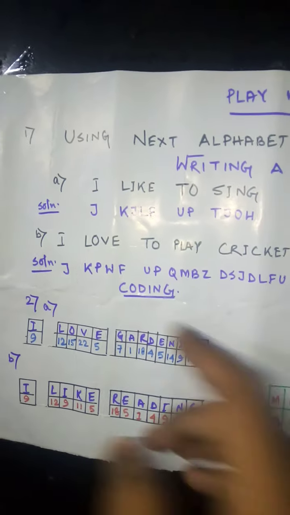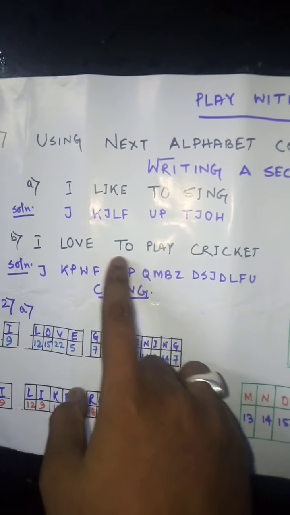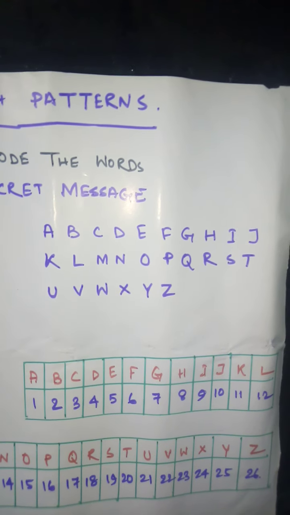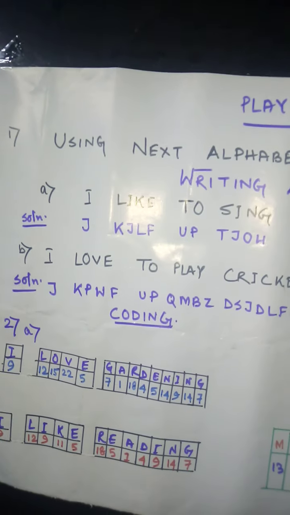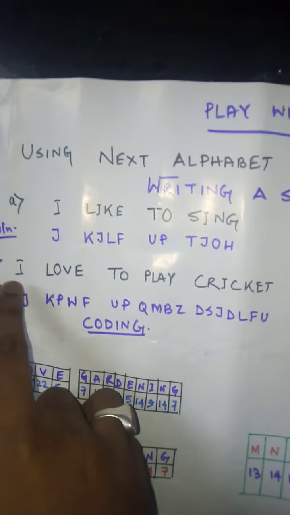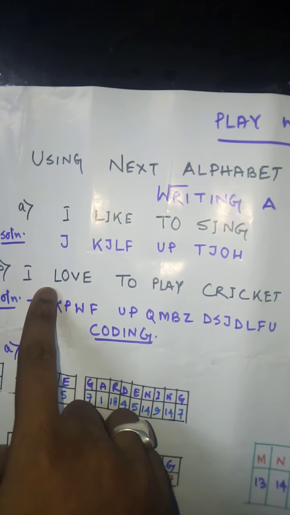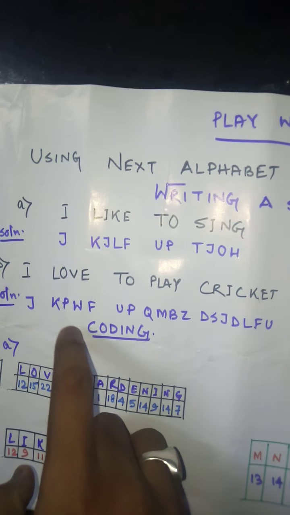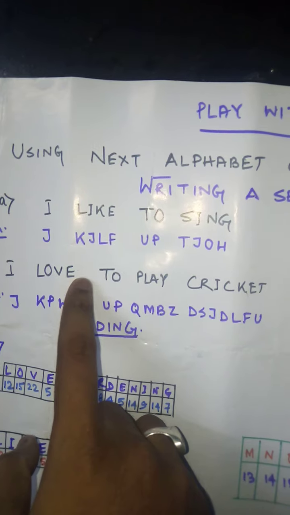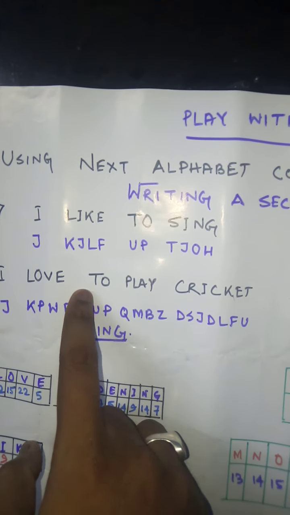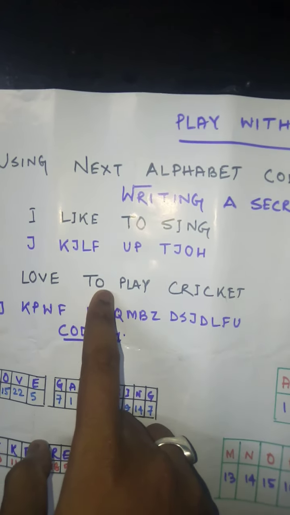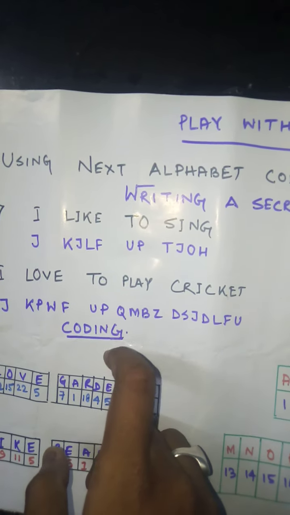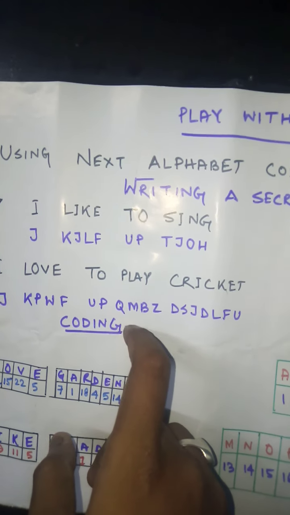The next question is "I love to play cricket." You have to look at the alphabet chart and arrange them. For I we will use J, for L M, for O P, for V W, for E F, for T U, for O P, for P Q, for L M, for A B.